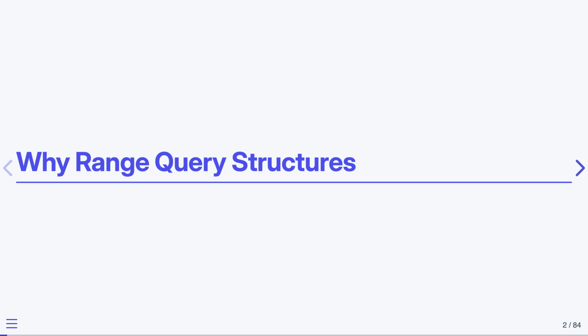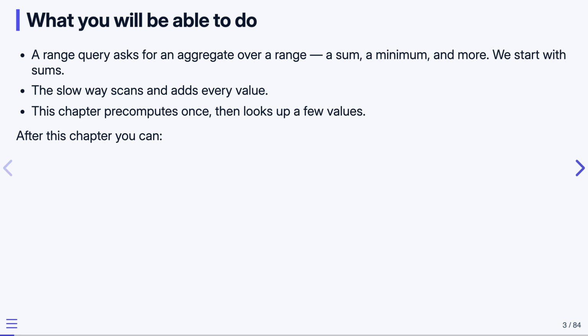Let's start with why we need these structures. First, we will feel the pain of answering the same range question over and over. A range query asks for an aggregate over a range of values, such as a sum or a minimum. We start with sums. The slow way scans the range and adds every value. This chapter precomputes the answers once, then looks up just a few of them.